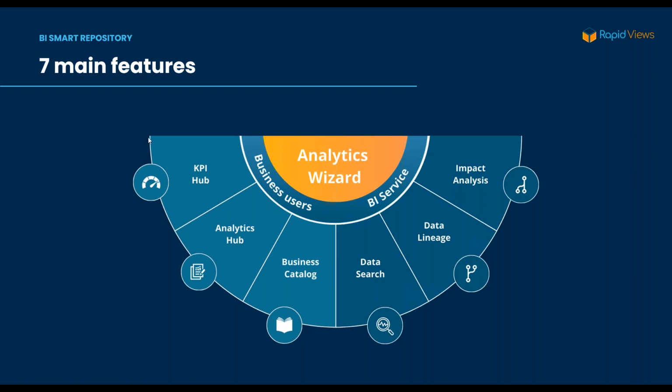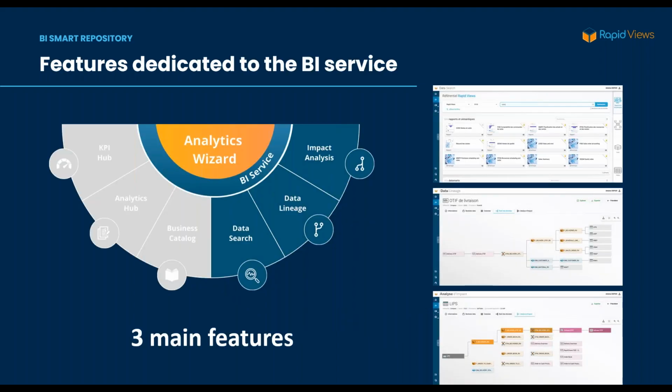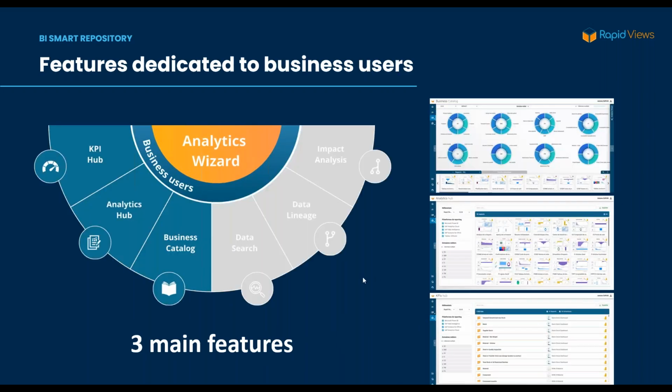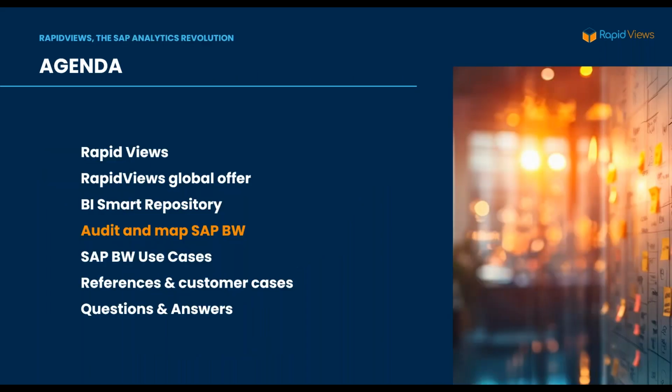And also, we provide a hub of KPIs because we centralize all the different KPIs in one single place. Okay, so search, data lineage, impact analysis, and for the end user, more business catalog, hub of reports, and hub of KPIs. Okay, so we are going to show you all these features, but through the SAP BW connector.